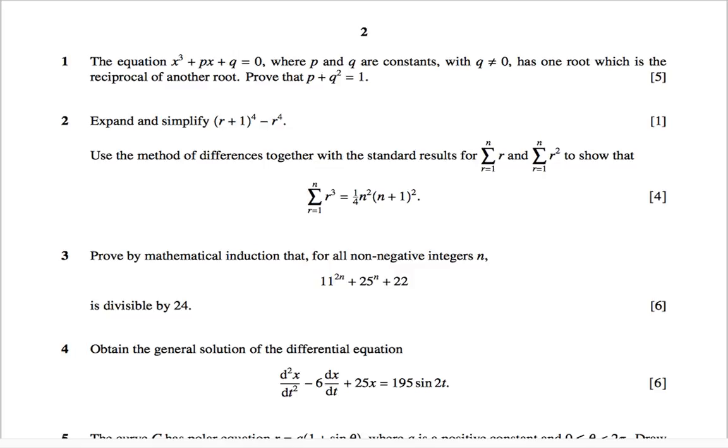So the equation x cubed plus px plus q equals 0, where p and q are constants, q isn't equal to 0, has one root which is the reciprocal of another root, and it wants you to show that p plus q squared is 1, okay?